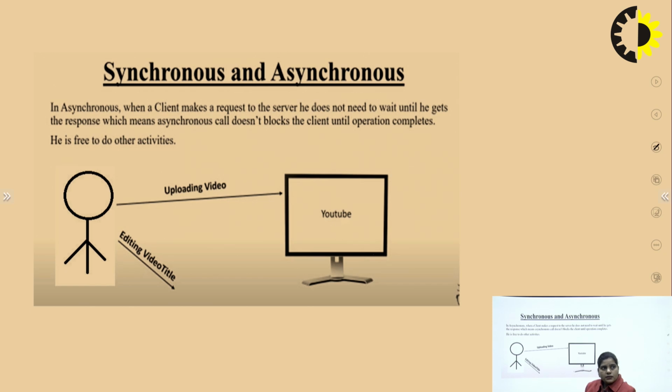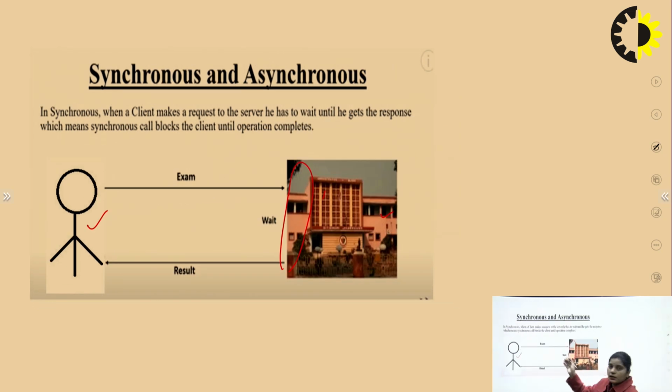In asynchronous, when a client makes a request to the server, he does not need to wait until he gets the response, which means an asynchronous call doesn't block the client until the operation completes. He is free to do other activities. Here the actor is going to upload videos over the server and also edit the video title. So in asynchronous messages, the actor or the user has the freedom to do multiple tasks. But in synchronous messages, the actor is going to be blocked until the operation completes fully.